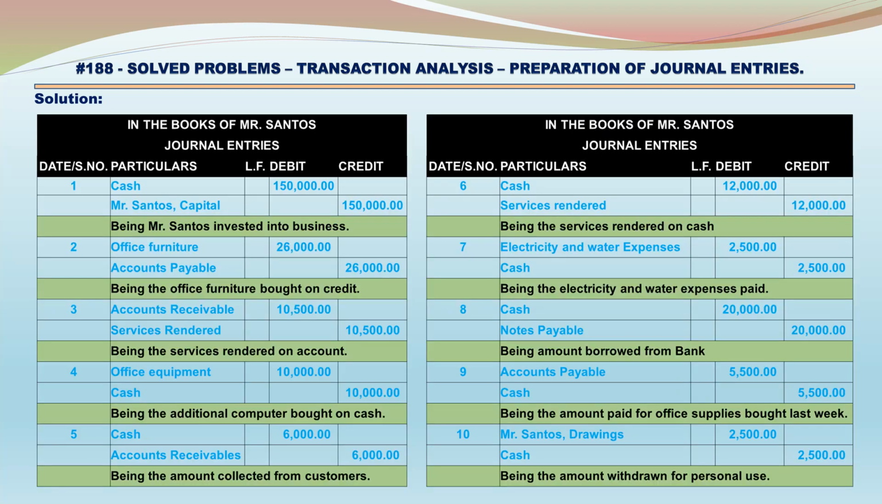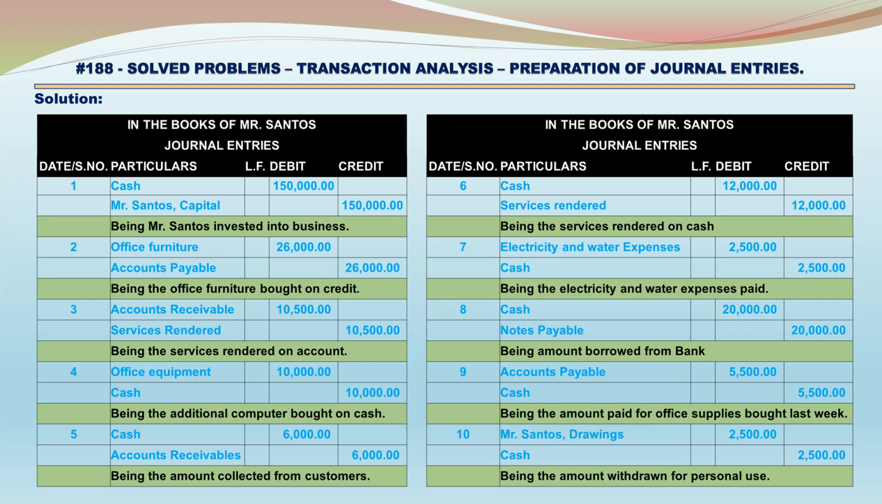Now the list of journal entries is here. Transaction 1. Cash debit 150,000, capital credit 150,000, being Mr. Santosh invested into business. 2. Office furniture debit 26,000, accounts payable credit 26,000, being the office furniture bought on credit. 3. Accounts receivable 10,500 debit, services rendered 10,500 credit, being the services rendered on account.